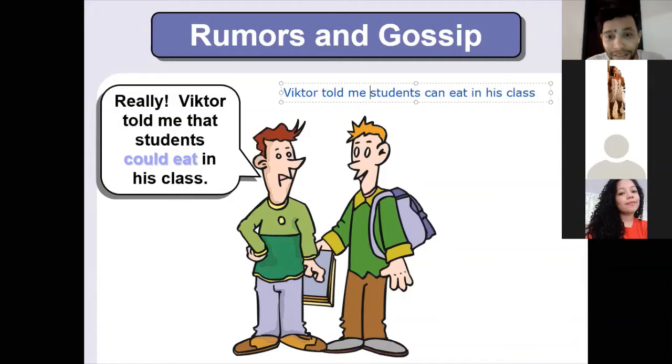Si le quitamos las comillas, ¿qué pasa? Ahora no tendría sentido como tal la oración. ¿Qué tenemos que hacer? ¿Por qué? Porque esta oración, students can eat in his class, esto fue dicho ¿hace cuánto? Pues no sabemos, pero ya fue dicho en el pasado, ¿cierto? Y esa oración pertenece al pasado. Esa información ya pertenece al pasado. Ahora, como nosotros lo estamos diciendo en este momento, repitiendo una información que fue dicha en el pasado, ¿qué tenemos que hacer? Colocar dicha oración en el pasado. Y ahora la oración tiene sentido.